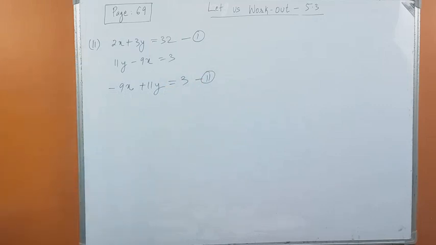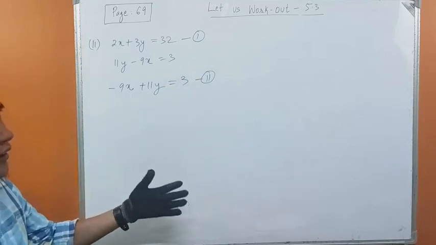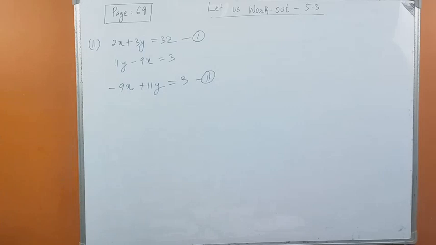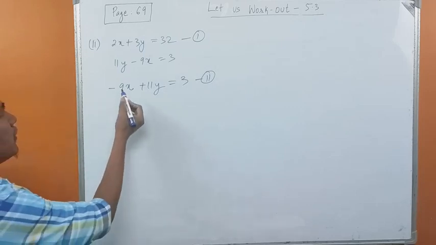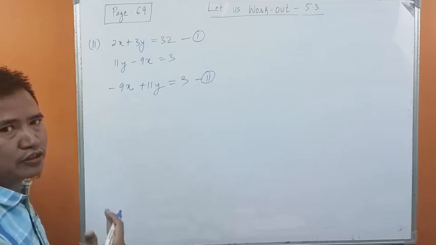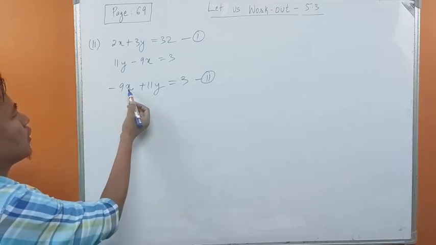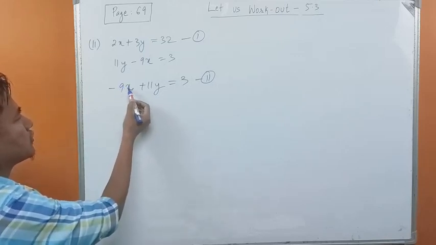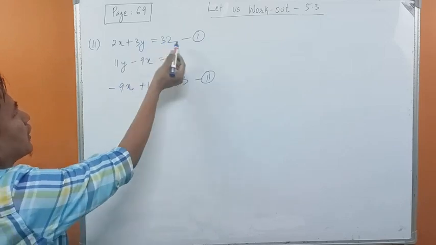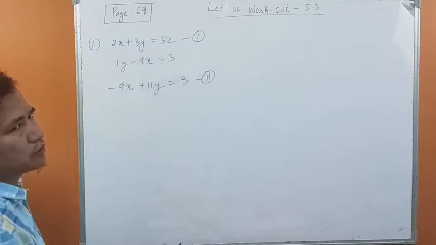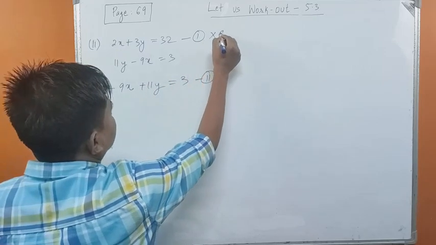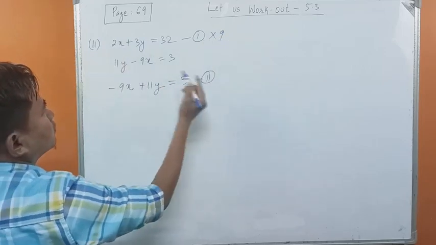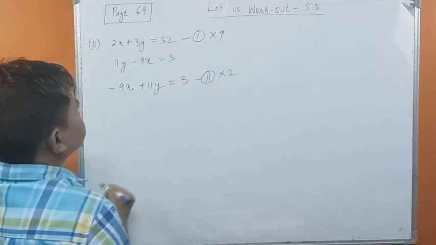Now what we do is, we need to eliminate either x or y, okay? That's our choice, whichever variable we want to eliminate. Now if I wish to eliminate x, we have 9 here. The coefficient of x in equation 2 is 9 and the coefficient of x in equation 1 is 2. So we need to make them equal, isn't it? So 9 we multiply in equation 1. The coefficient of x is 2, we multiply in equation 2, okay?